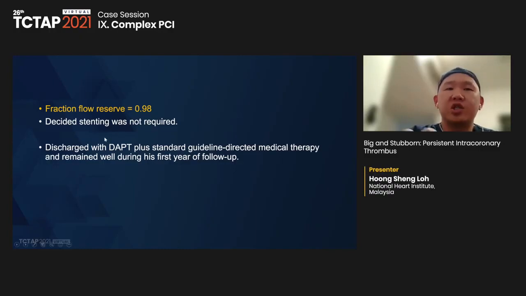So he was discharged well on the same day with the dual antiplatelet therapy, plus the standard guideline-directed medical therapy, and he has been well for his first year of follow-up.